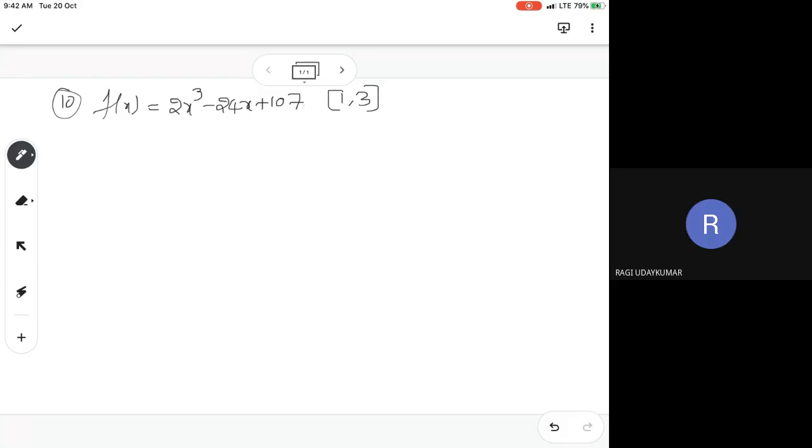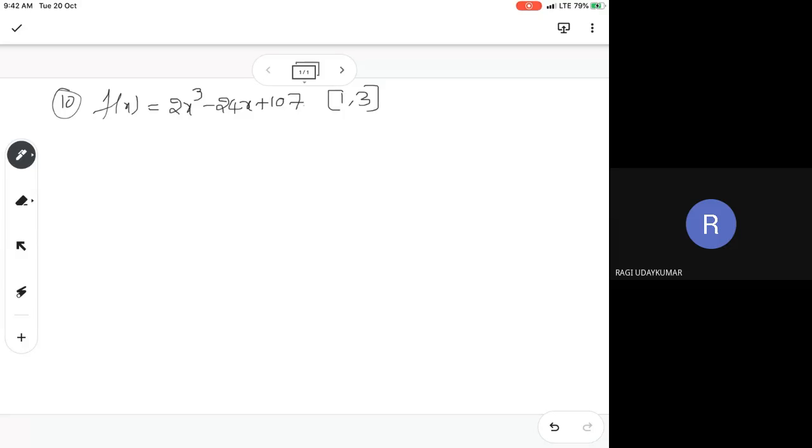Sir, first derivative. Yes, first derivative. First, we have to do the differentiation of the given function. After doing the differentiation, we need to find out the critical points. At the place of critical points, and as well as if the closed interval is given, the starting point of the closed interval and the ending point of the closed interval, in both the places, you need to find out the function value.